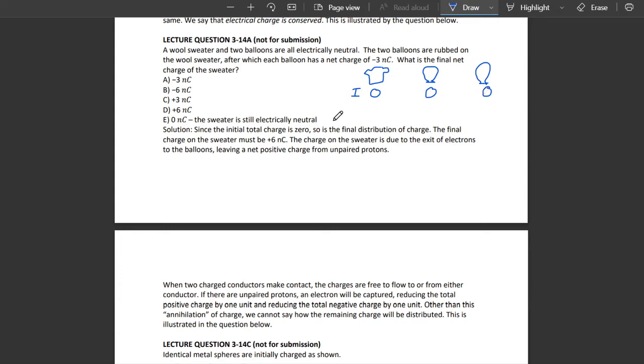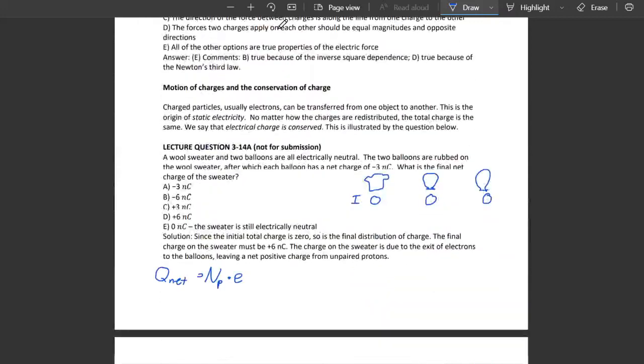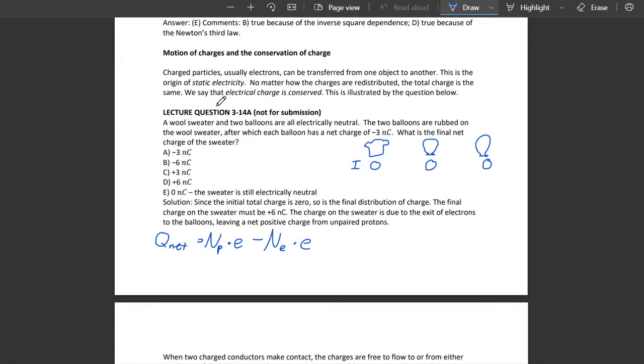And I want to introduce an equation that's relevant for this. So we know that the net charge, Q net, is equal to the number of protons times the electric charge, minus the number of electrons times the electric charge. So we know that Q net in the initial situation is 0. And then if we're analyzing the final scenario here, the change that occurred, we don't know the charge on the wool sweater, so let's just put an X. But we know that each of the balloons has a negative 3 charge.